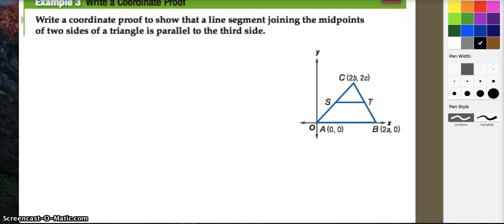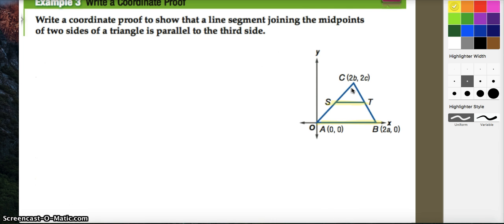Here in example 3, we're going to write a coordinate proof showing that a line segment joining the midpoints of two sides of a triangle is parallel to the third side. So here's our figure, nicely placed on the XY coordinate system, and we're going to prove that ST is parallel to AB. So this is pretty generic.